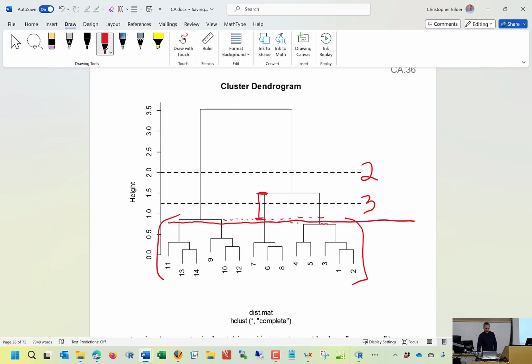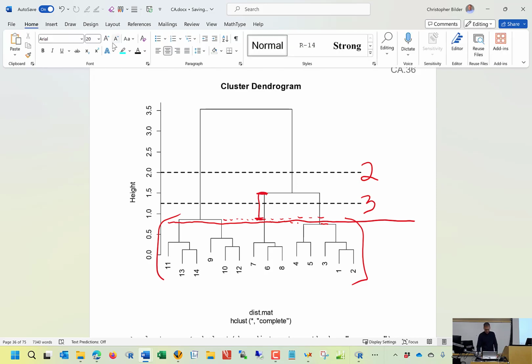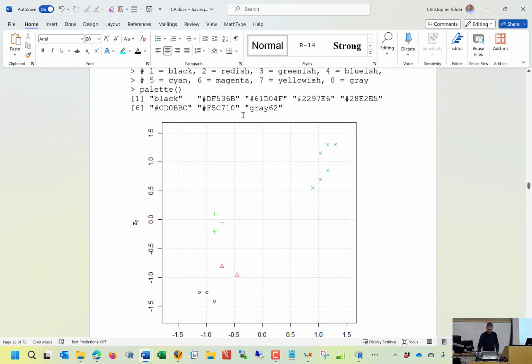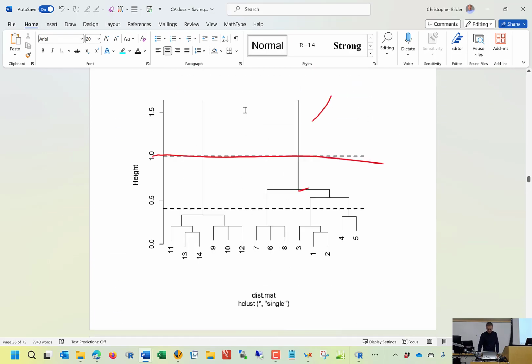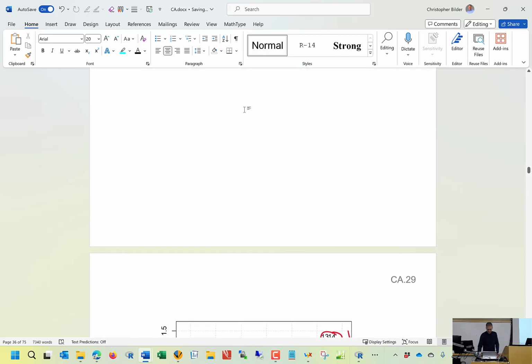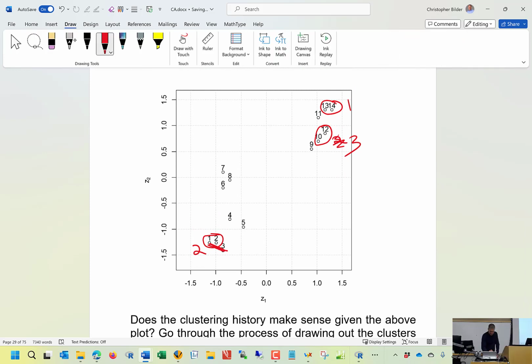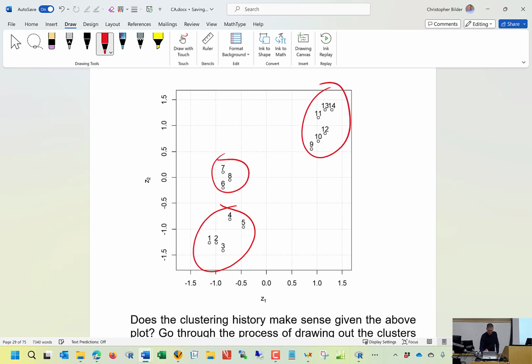So what are the 3 clusters? Let's see here, we'll just go to this diagram here. Those are the three clusters. And again, it makes some sense to choose that.